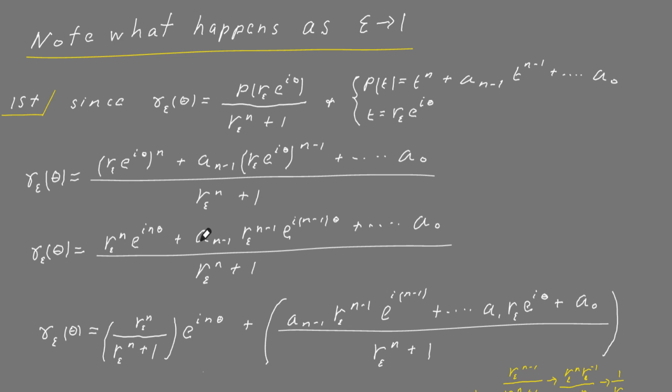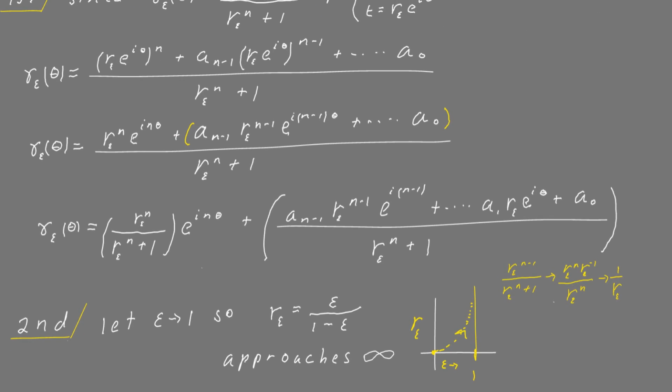Now what I'd like to do is split the numerator into two parts. I'd like to group all these terms together and then just divide the denominator into the first term and the denominator into this term. So if I divide the denominator into the first term, what I'll do is write it as r sub epsilon to the n over here divided by this times this factor e to the i n theta. And then I'll just divide this into this and get this term over here.